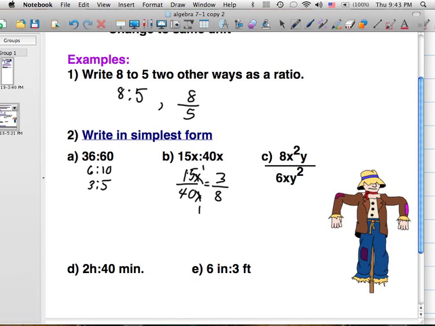C is a ratio. We're simplifying the number parts, the coefficients, and we get 4 and 3. The x cancels out, leaving us an x, and a y cancels out, leaving us a y. So the ratio is 4x to 3y.